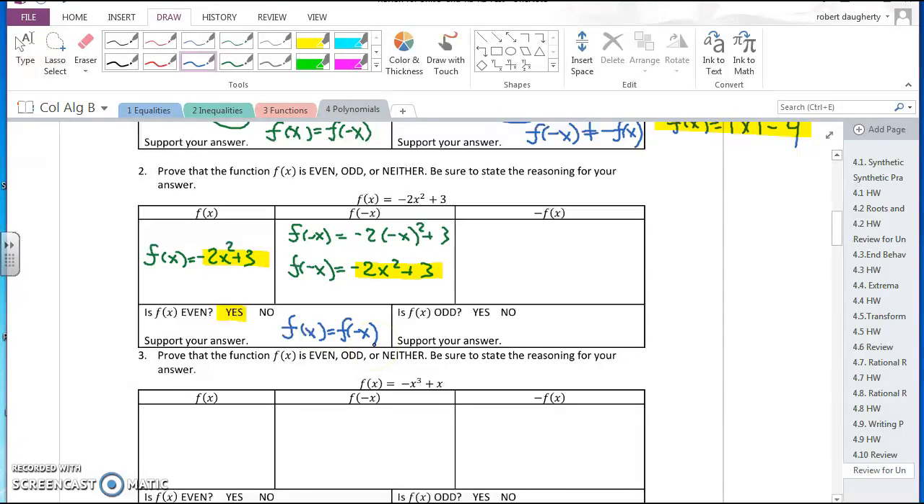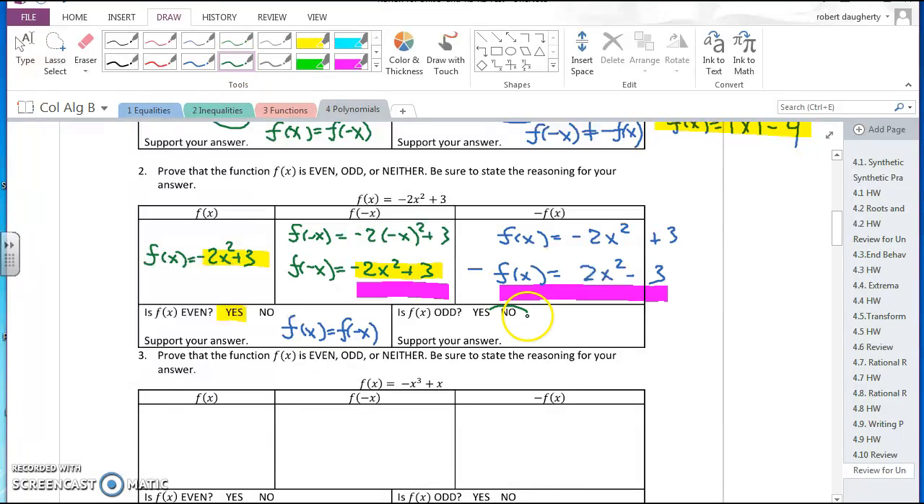Looking at why it's not an odd function: if f of x equals negative 2x squared plus 3, then negative f of x is just the opposite of this. That's 2x squared minus 3. And what I see is that these two things are not equal. So this is not odd because f of negative x does not equal negative f of x.